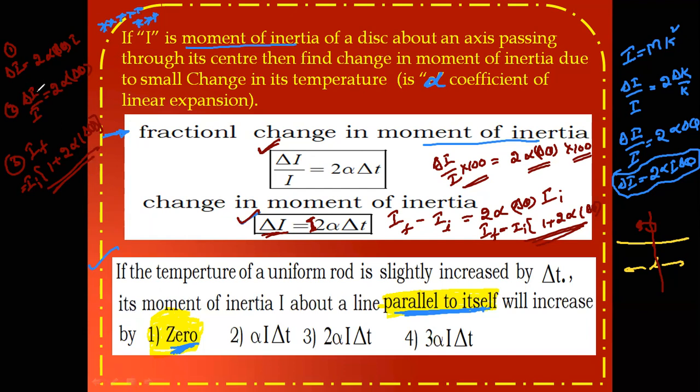So the first formula is delta I. Second one is the fraction. Third formula is this. Fourth formula, if they ask the percentage increase in moment of inertia, it is 2 into alpha into delta theta multiplied with 100. So these are the four formulae. Very important. Right. Next.